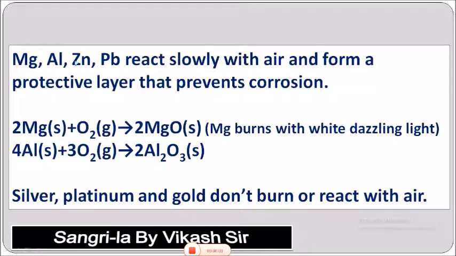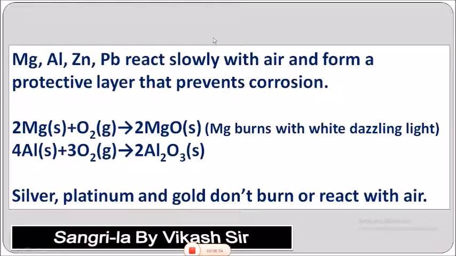Magnesium, aluminum, zinc and lead react slowly with air and form a protective layer that prevents corrosion. Okay, at last we will study about corrosion. When metal reacts with air and forms a protective layer, we study in corrosion that it prevents corrosion. For example, we have a study about rust. It means corrosion means what? That metal reacts with air.